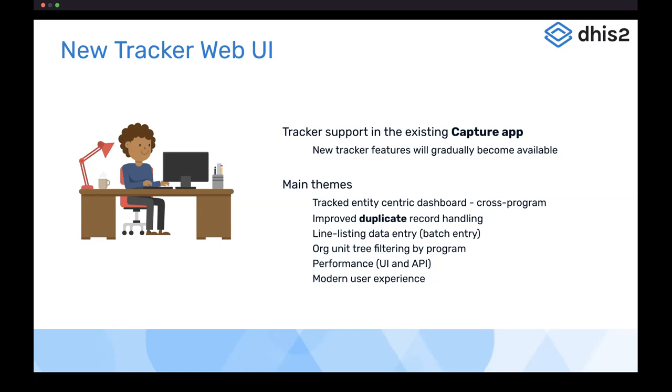All the functionalities of tracker capture have now been divided into different themes, which are tracked entity-centric dashboard, cross-program analytics, improving duplicate record handling, batch entry of records in terms of bulk imports, performance, and improving the UI. All these themes have different user stories associated, and the work is being done in parallel in all these streams to ensure that the Capture app covers all the functionalities and the design experience which was missing from the old tracker capture application.